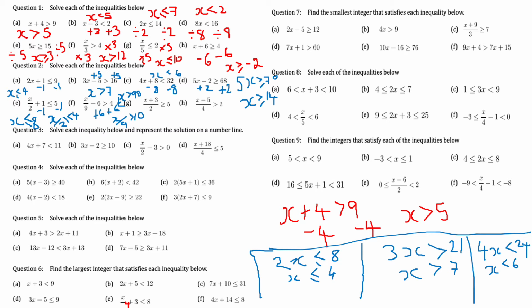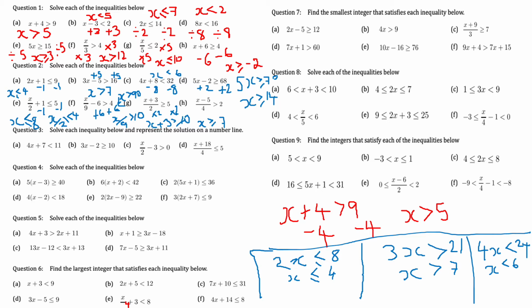For part G, I'm going to times both sides by 2 and then subtract 3. So x plus 3 is greater than or equal to 10. Minusing 3 on both sides gives me that x is greater than or equal to 7.